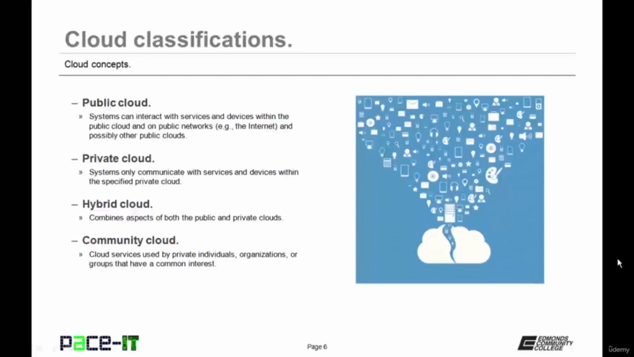And finally, there is the community cloud classification. This is where cloud services are used by private individuals, organizations, or groups that have a common interest. And the community is responsible for what occurs within that cloud.